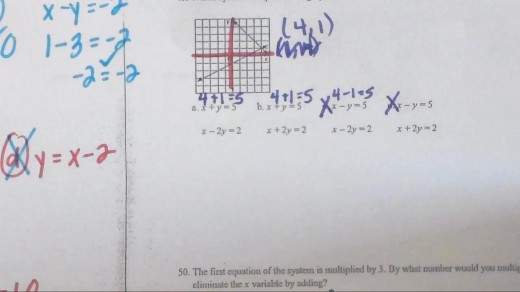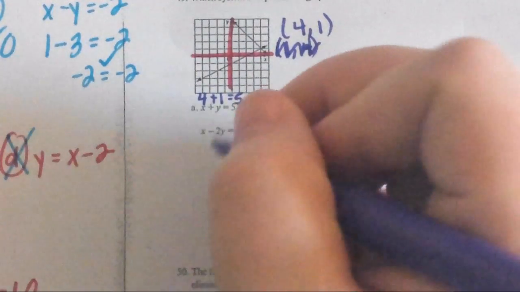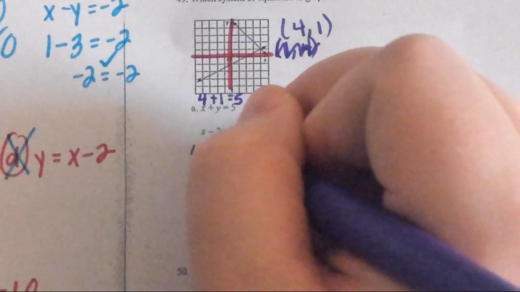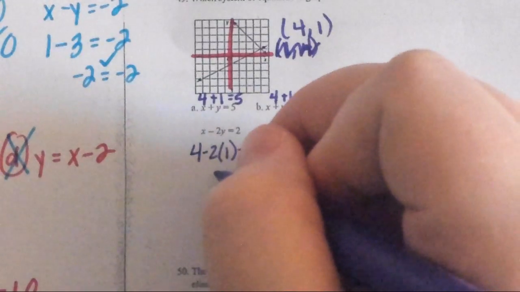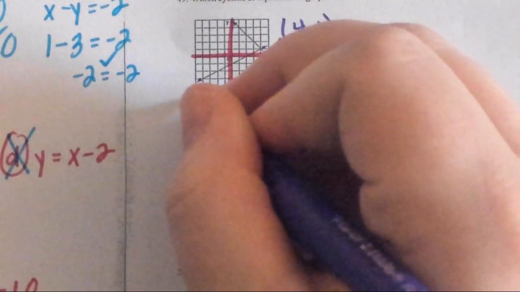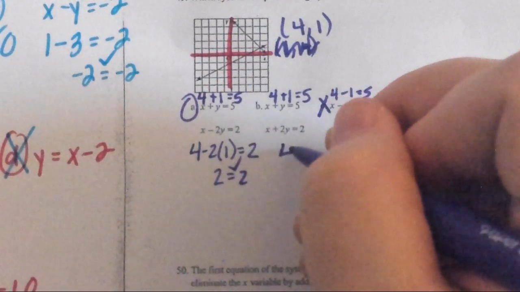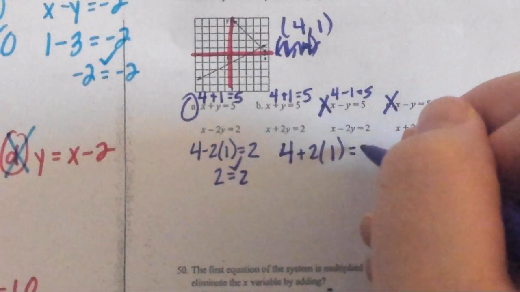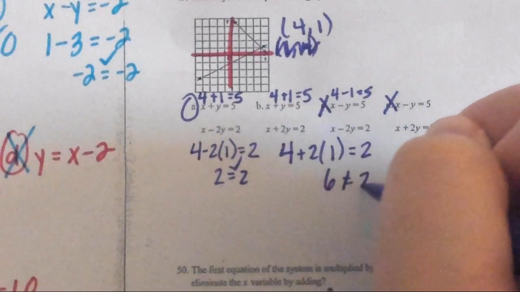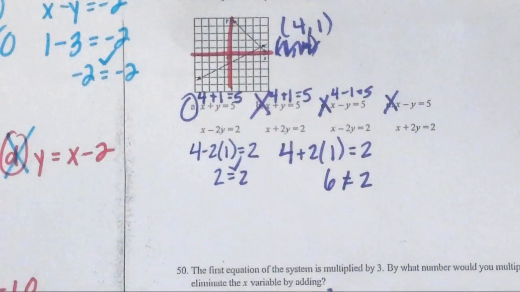Now I've got to decide if it's A or B, and I'm going to plug it in that second equation. So 4 minus 2 times 1, is that equal to 2? Yeah, I've got 2 equals 2, so it's probably A. But to convince myself, I'll plug it in B as well. 4 plus 2 times 1, that's 6, and 6 doesn't equal 2, so it's definitely not B, so it really is A.